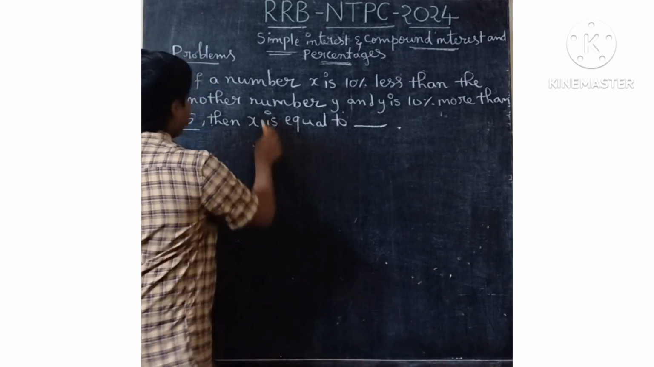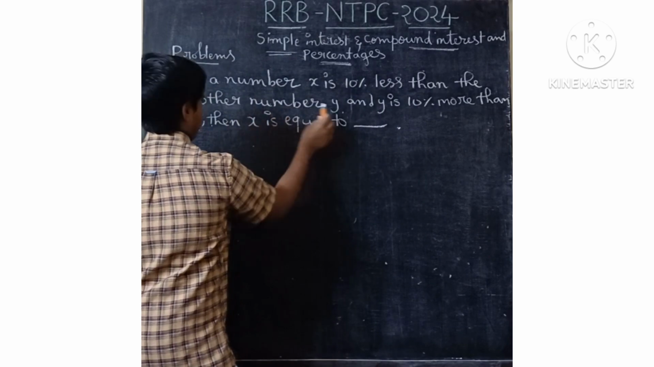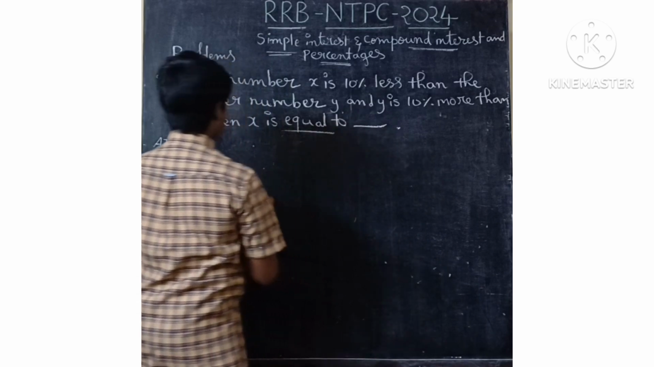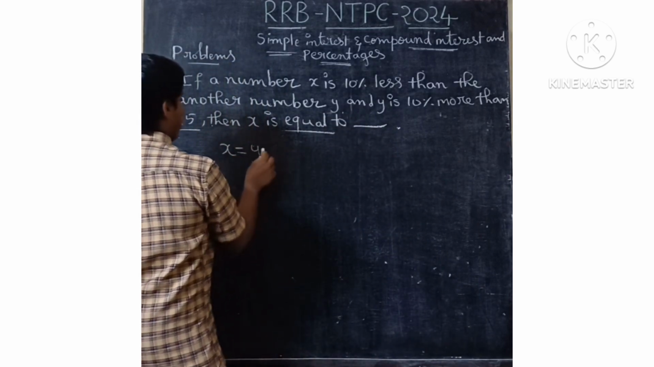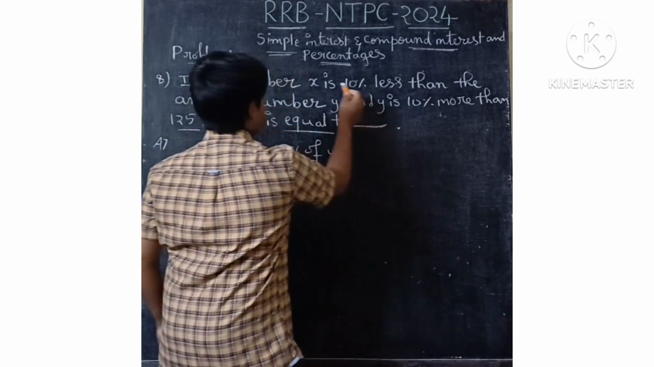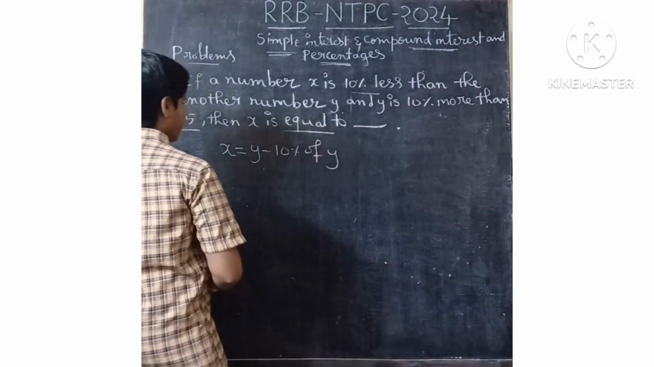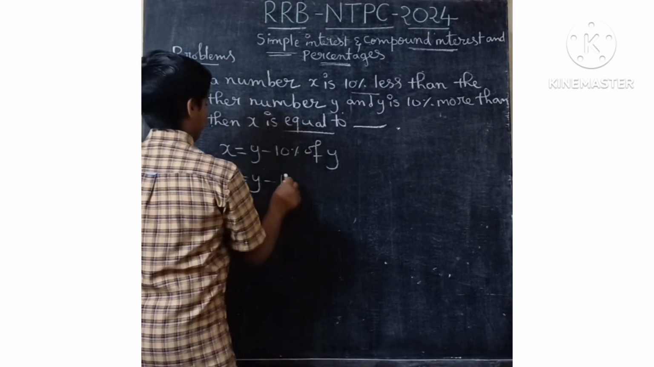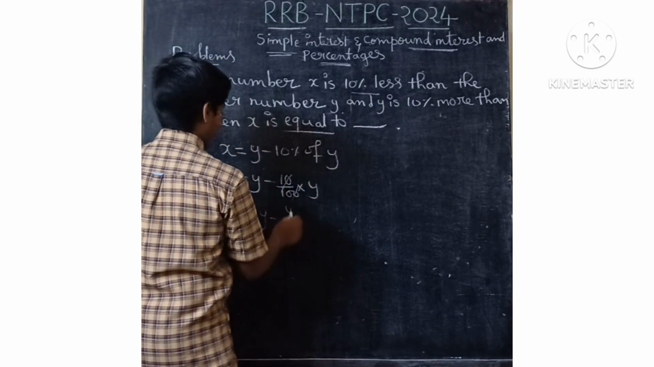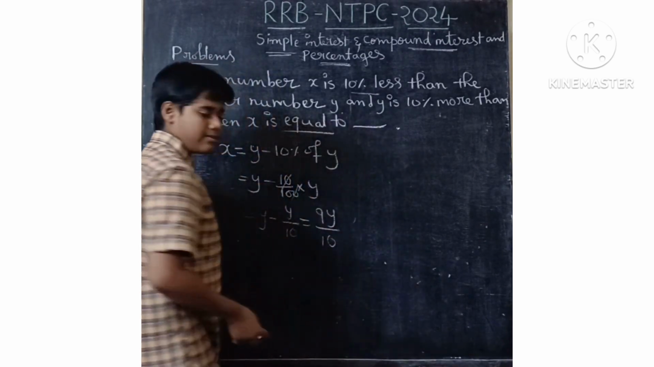If you see the 8th question: a number x is 10% less than another number y, and y is 10% more than 125, then x equals what. So x is equal to y minus 10% of y. How? Here they clearly mentioned 10% less than the other number y. So y minus 10% of y. So y minus 10 by 100 into y. 0 gets cancelled. y minus y by 10, which is equal to 9y by 10. So this is the x value.